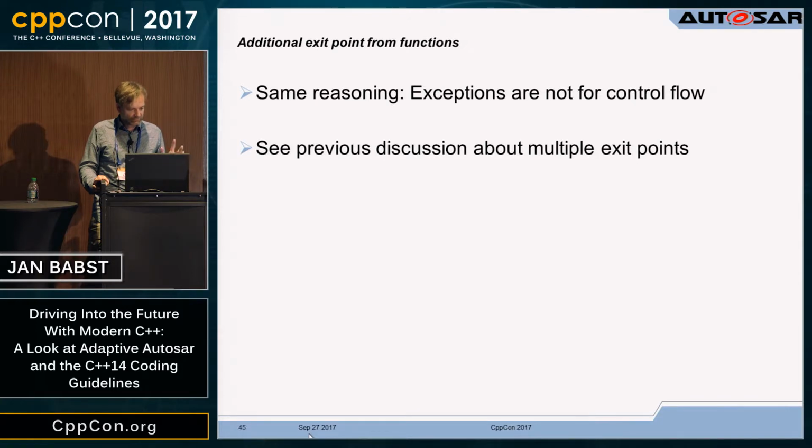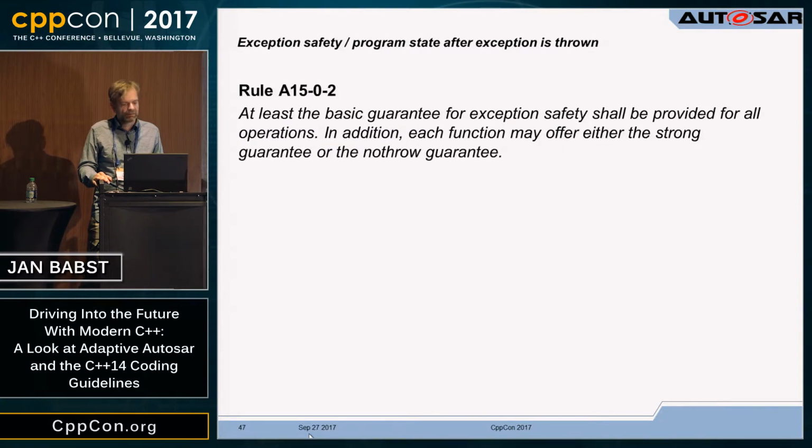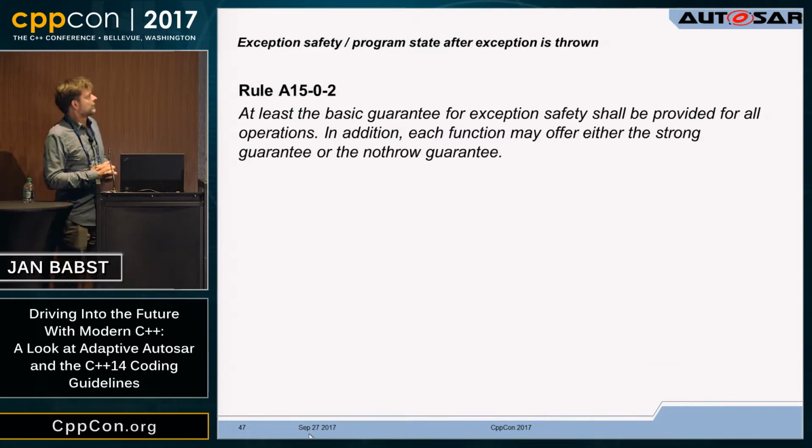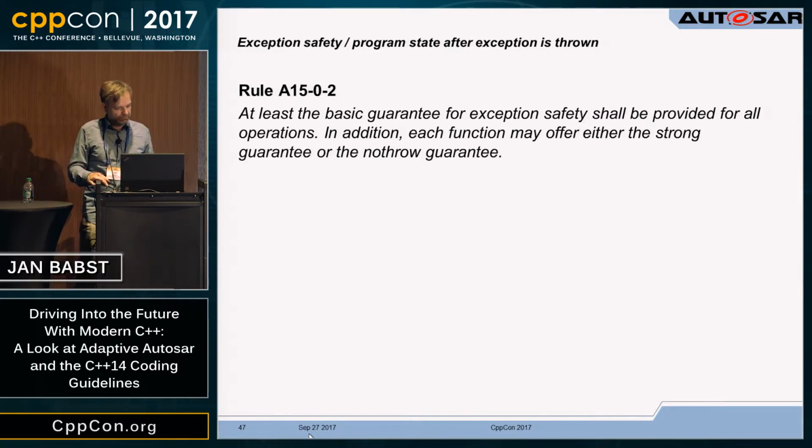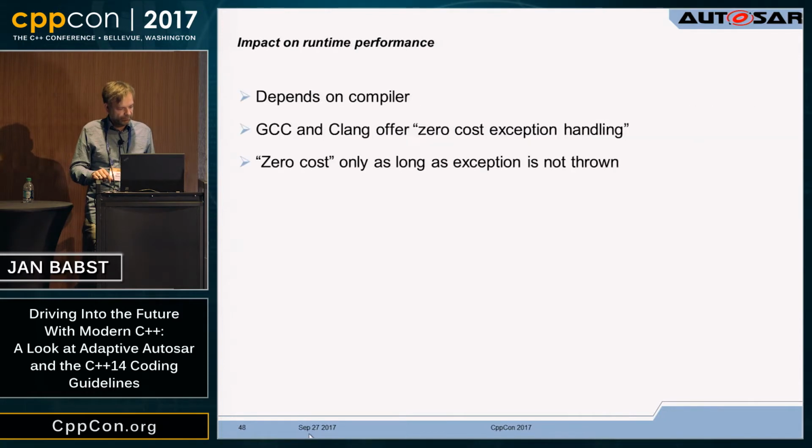Some are worried about additional exit points. We have covered this before. We are not worried about multiple exit points because we can handle them by using RAII. That's the usual rule. You have to ensure that the program state is correct. So you have to provide the basic guarantee always, or the strong guarantee if you can, and the no-throw guarantee. Write the noexcept keyword, and so on.